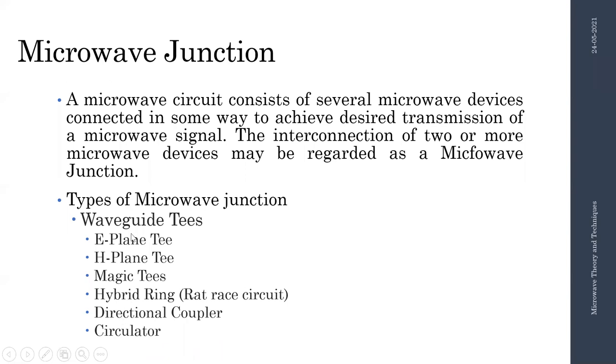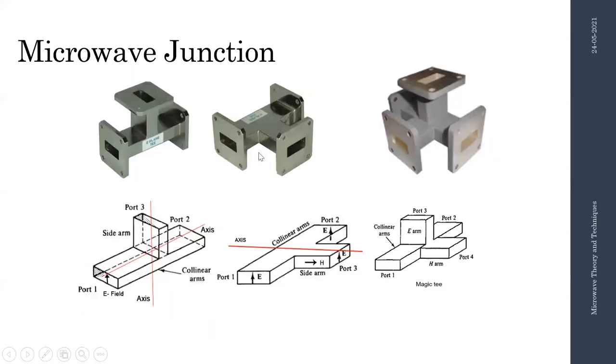1, 2, 3, 4, 5, 6. Six main waveguide T's are available in the market. So I am showing you the schematic diagram as well as the real component, just to identify, because I didn't write any name here. What is this? This first one, it is already written here. So if you are able to see, you can easily say it is E-plane T.